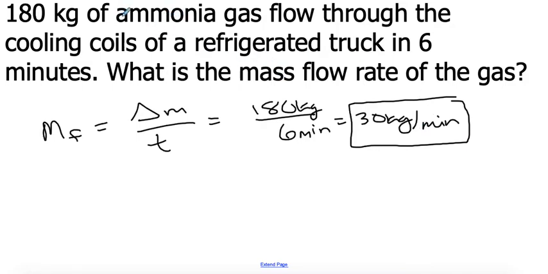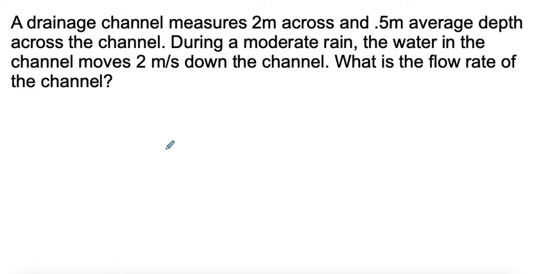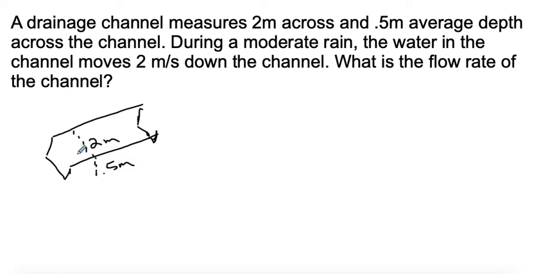Let's check out another example. So a drainage channel measures 2 meters across and 0.5 meters average depth across the channel. Okay, so here is our channel. Let's draw this out so we can see what we're looking at. All right, so it measures 2 meters across, and then the average depth is 0.5 meters on the channel. During a moderate rain, the water in the channel moves 2 meters per second down the channel. So when we get a rain going, we got that water, and its speed is 2 meters per second.